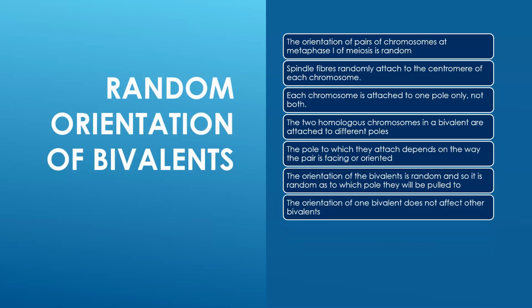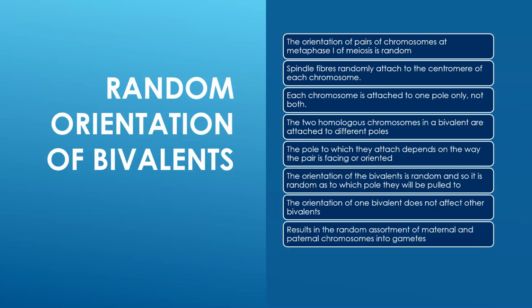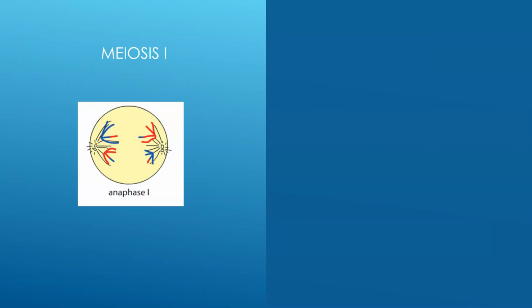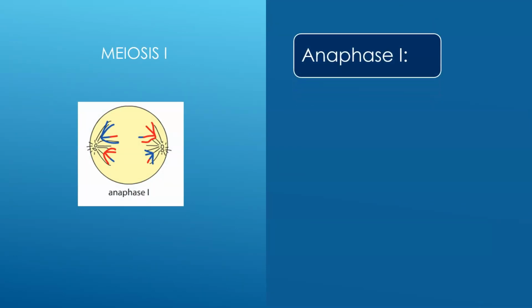And the orientation of one bivalent does not affect any of the other bivalents, so it is completely random how they all align. This results in the random assortment of maternal and paternal chromosomes, because it is completely random in each cell. Okay, so that was metaphase 1. Now we're moving on to anaphase 1.